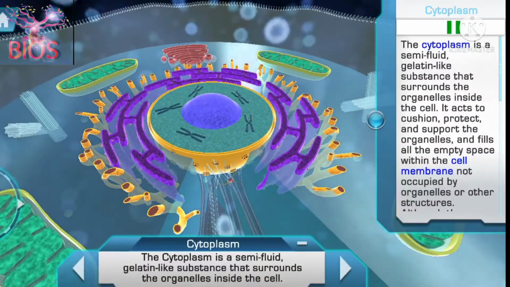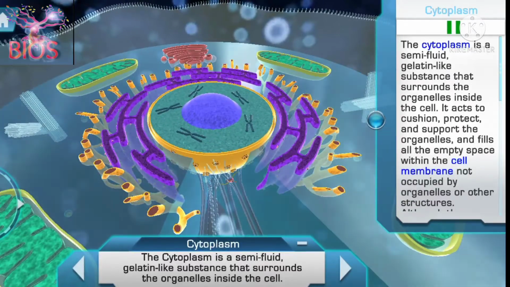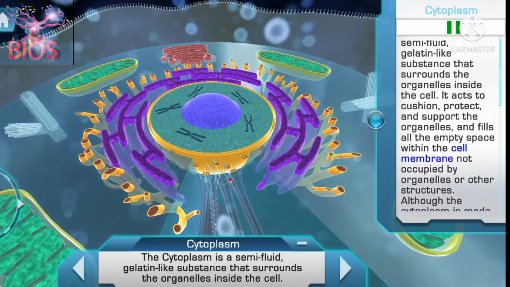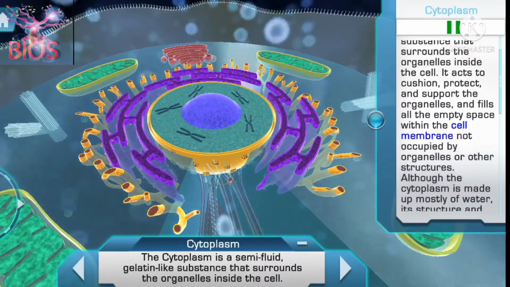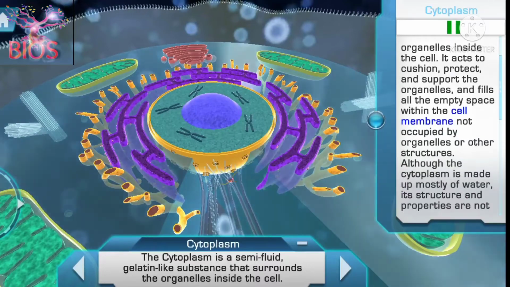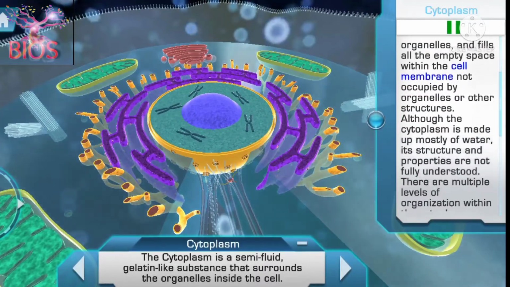The cytoplasm is a semi-fluid, gelatin-like substance that surrounds the organelles inside the cell. It acts to cushion, protect, and support the organelles, and fills all the empty space within the cell membrane not occupied by organelles or other structures.